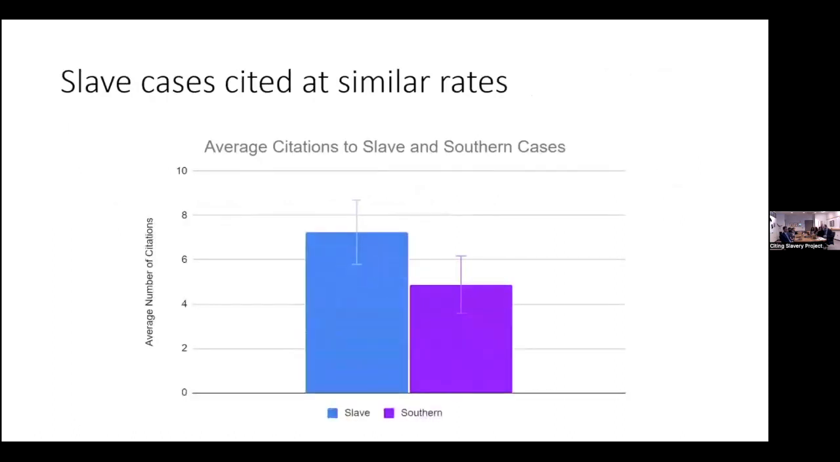This sample suggests that slave cases, in blue, are just as likely, if not more likely, to be cited as other cases from Southern courts during the same period. Judges, in other words, have not systematically avoided citing slave cases. This means that rules derived from slave cases might be influencing modern doctrine without us knowing.